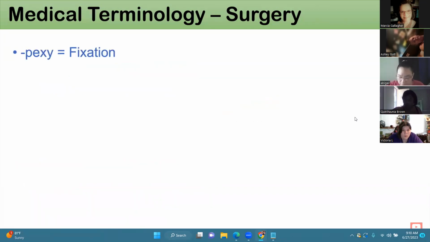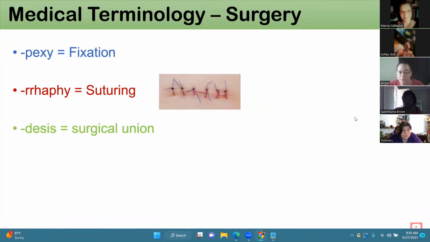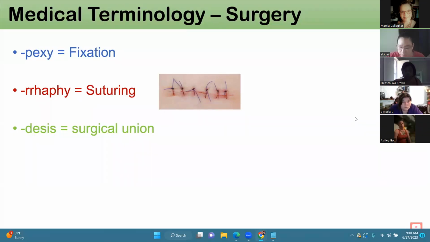Other surgical processes include the suffix pexy, which means fixation. So you can think of orchiopexy. The suffix raphy means suturing. So you can think of enteroraphy, suturing of the intestines. The suffix desis means surgical union. So you can think of fasciodesis, a surgical union of the fascia.